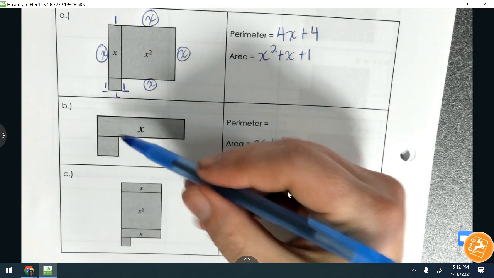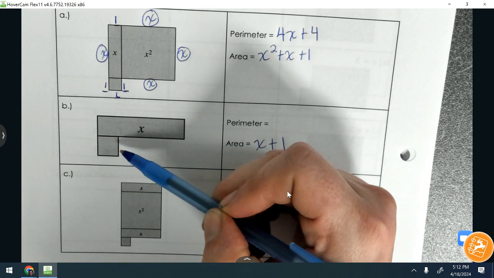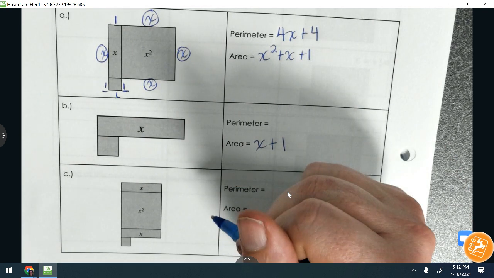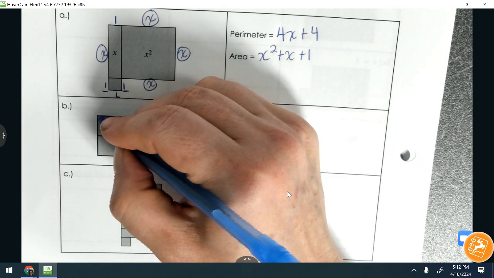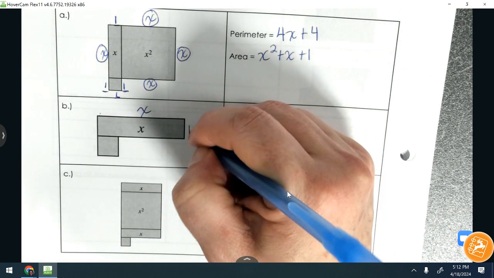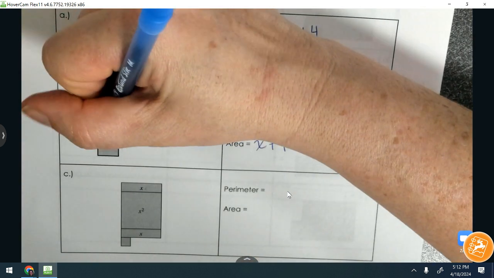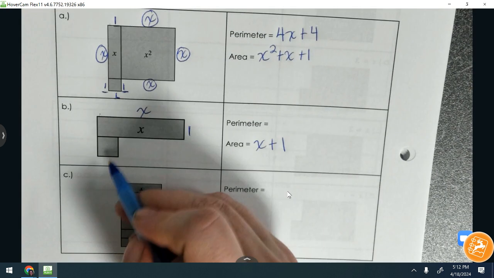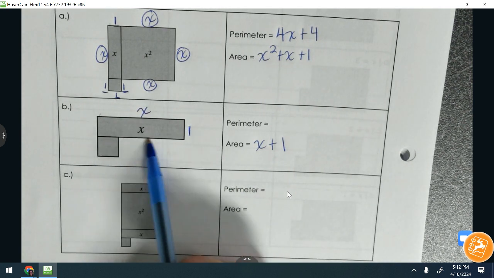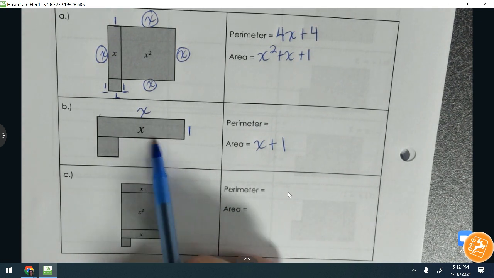It's more complicated because of this guy right here. It's where it touches. So that makes it a little more tricky. I start in my upper left-hand corner, though. I go x and a 1. Now with this one, this whole side right here is x. That's what we learned in the last couple of days.